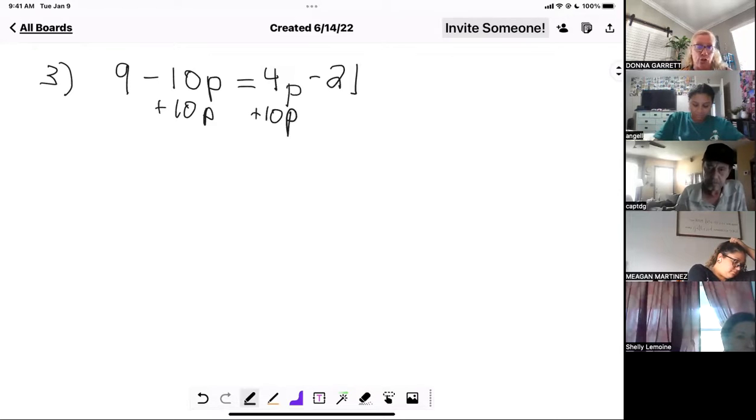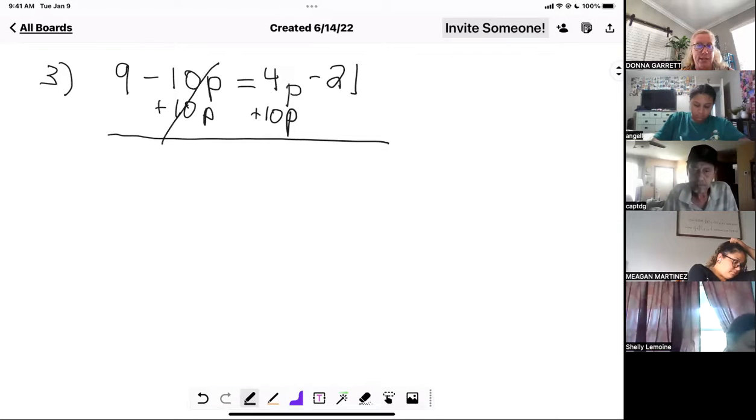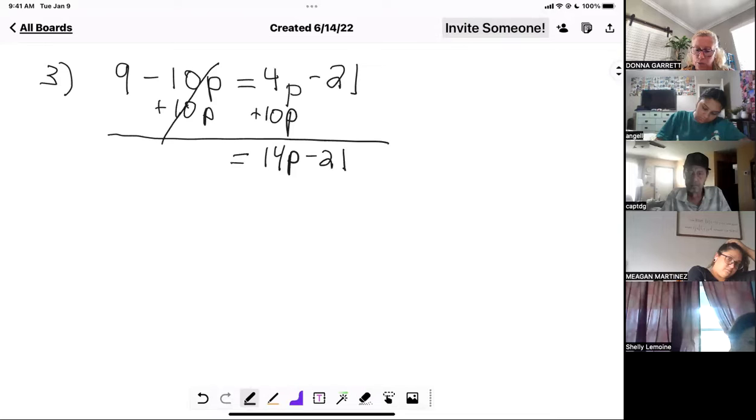Now, if you decided to subtract 4p, you're going to get the same answer at the end. I just think it's easier to deal with positives and negatives the most you can. So if I add down, I get 14p, and I'm going to bring everything else down. Minus 21 equals 9.